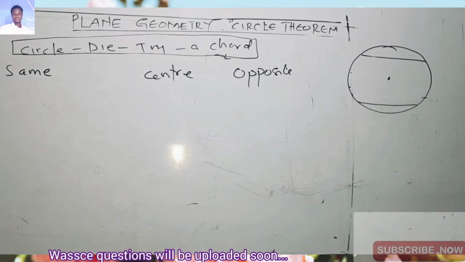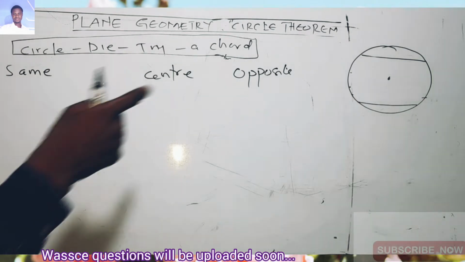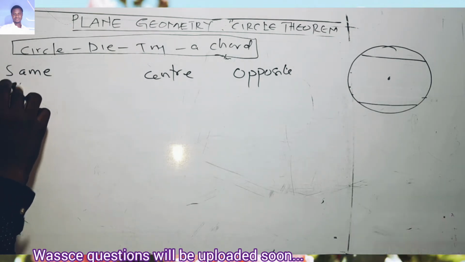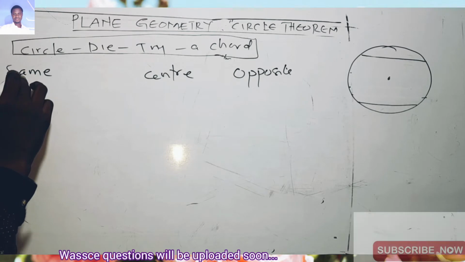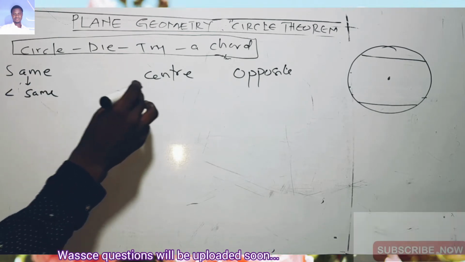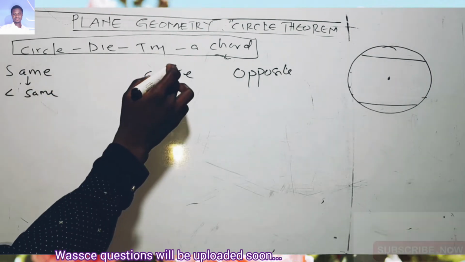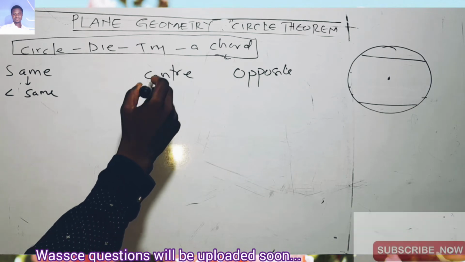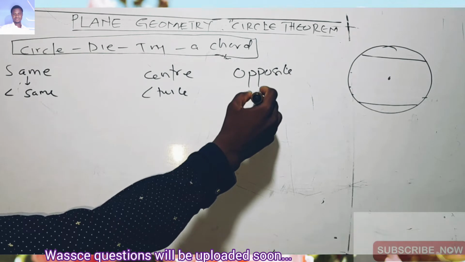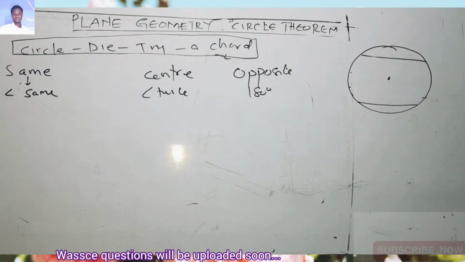Now I say if the chords are the same, center, opposite. What I want to remember is that at the center, the angles are the same. If the chords are the same, the angles are the same. If it's at the center, it's twice the angle at the circumference. And the opposite, remember, is 180 degrees. If you remember this, you are good to go with chord.